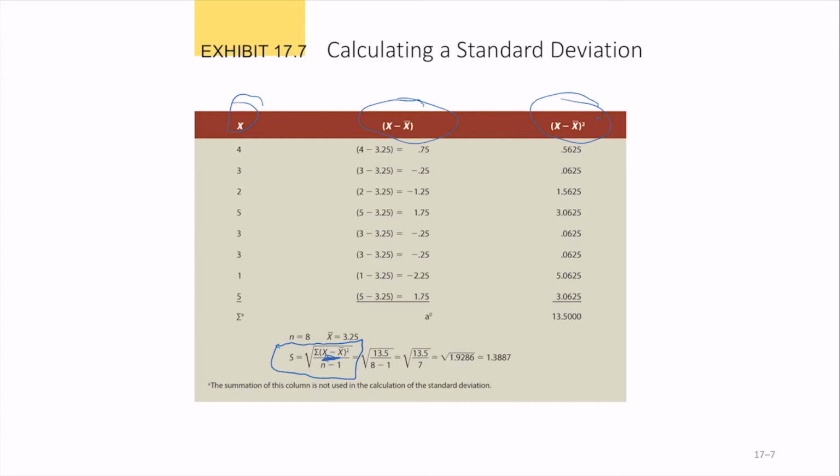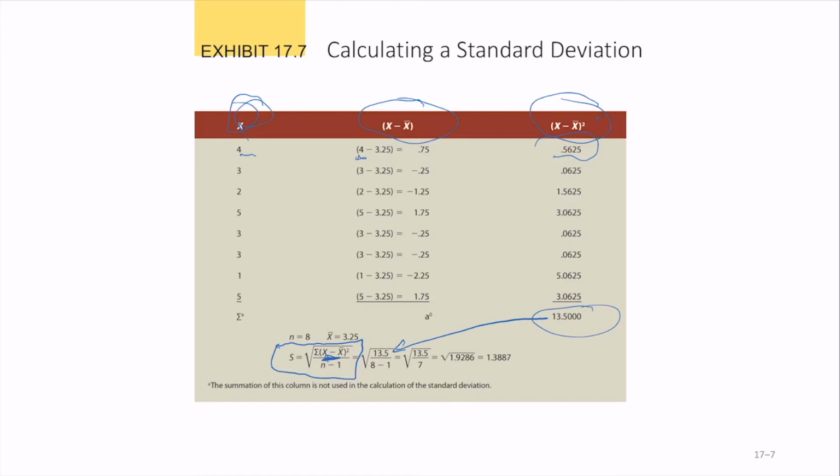At the very beginning, from each sample, from each x, you're going to take 4 minus the mean, the x bar, which is equal to 0.75. Then you're going to square it, and that gives you 0.5625. You're going to do that to every one of these. And when you finish, you should have this total here, 13.5. But we're not done yet.